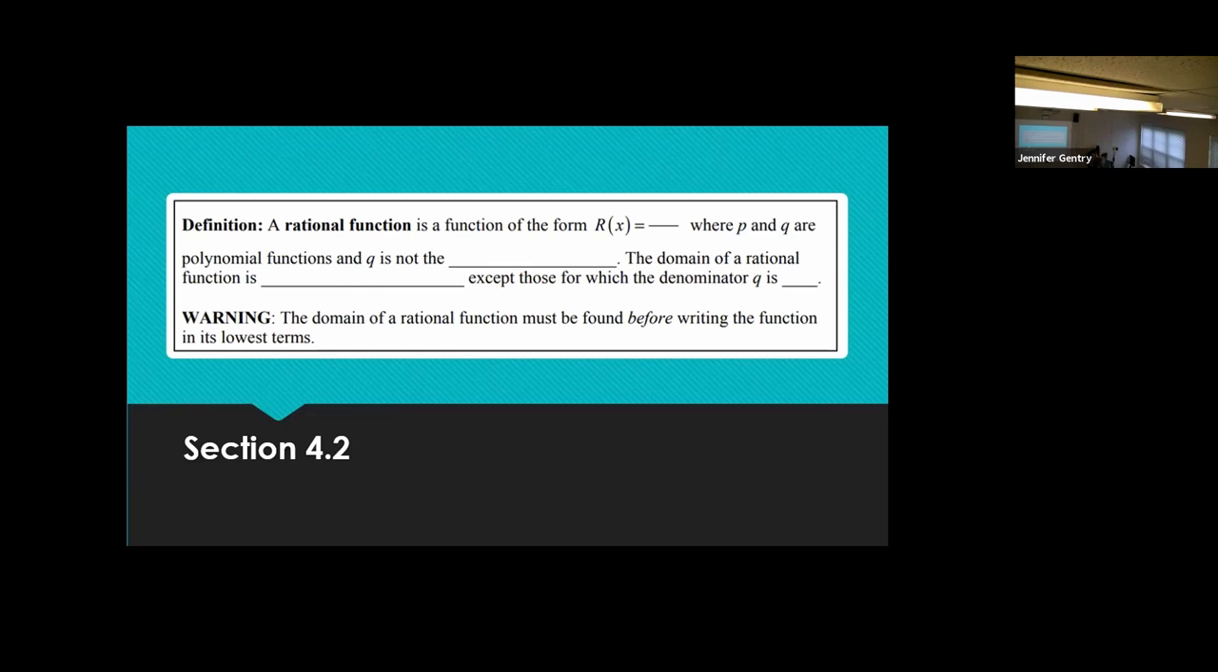But let's first start off with the definition, which is the first box. A rational function is a function in the form of R(x) = P(x) over Q(x). Okay. So I'm not going to write on boards today. I have them in my PowerPoint slides. Where P and Q are polynomial functions. So they're both polynomial functions, like x plus 3, x squared minus 4, something to that effect.